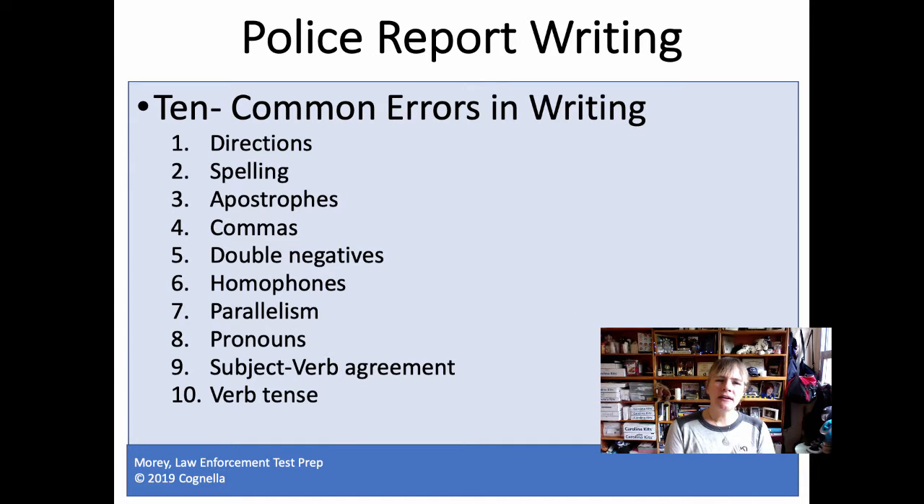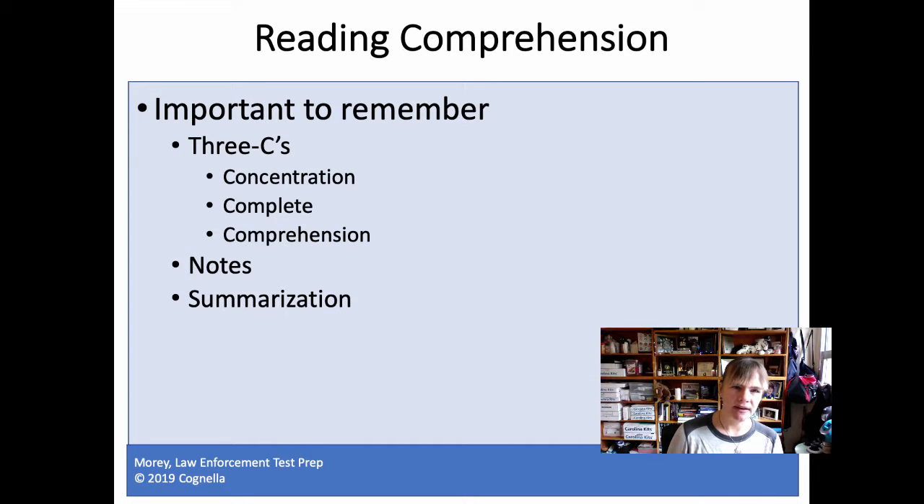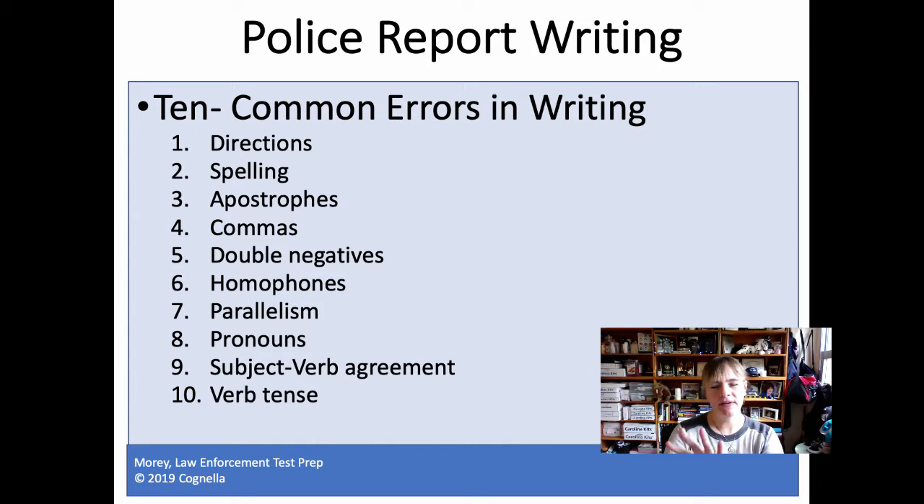All right, 10 common errors in writing, okay? They are directions, spelling, apostrophes, commas, double negatives, homophones, parallelism, pronouns, subject-verb agreement, and verb tense. It's also important to remember the 3 C's. And going back here, because I went over this really fast, 10 common errors. If you have a problem with any one of these, and you don't know what a homophone is, or commas are my big problem, I always forget commas or put them in the wrong place, you need to go study commas. So this is where every student will focus on what they need to focus on.